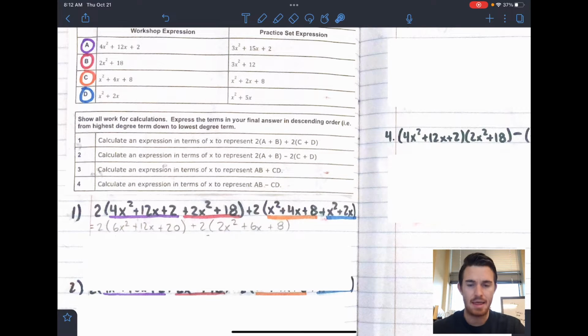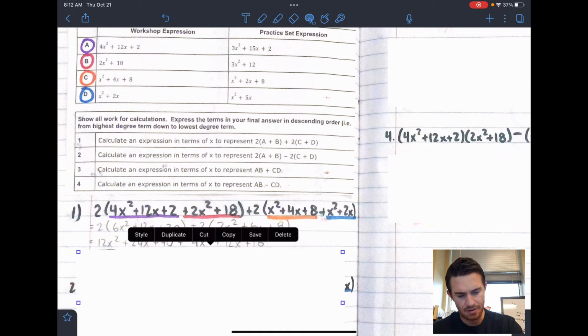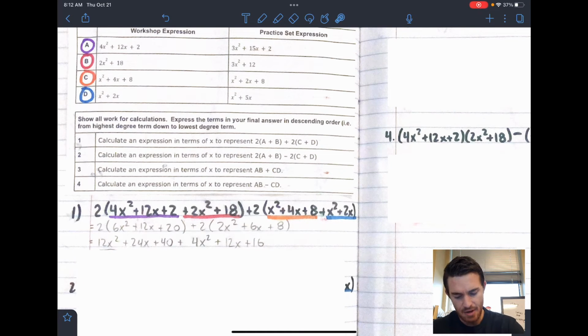Okay, then we do the multiplication. So the multiplication step is this 2 here. So what we need to do is we need to distribute that 2 and multiply it by every term inside. All right, so if we do that, we get 2 times 6, 2 times 12, and 2 times 20. So looking down here, we have 2 times 6 is 12x squared, 2 times 12 is 24, and then I just drop the x down, and 2 times 20 is 40.